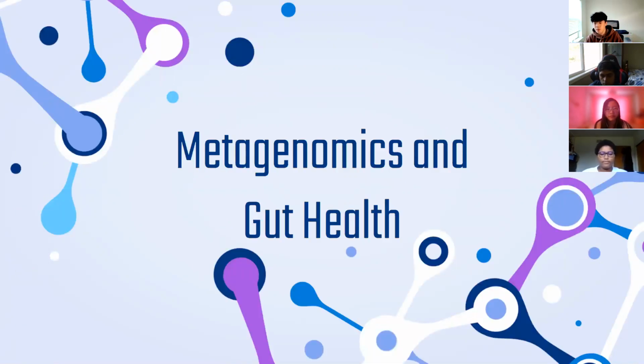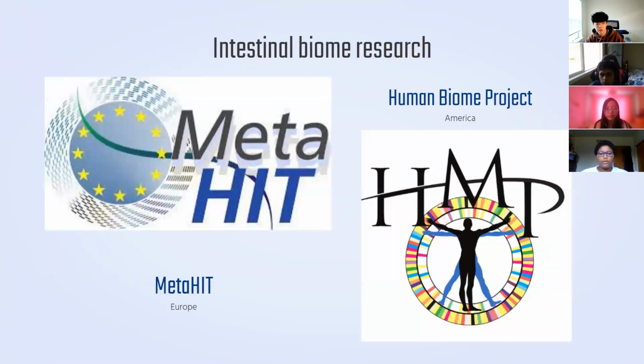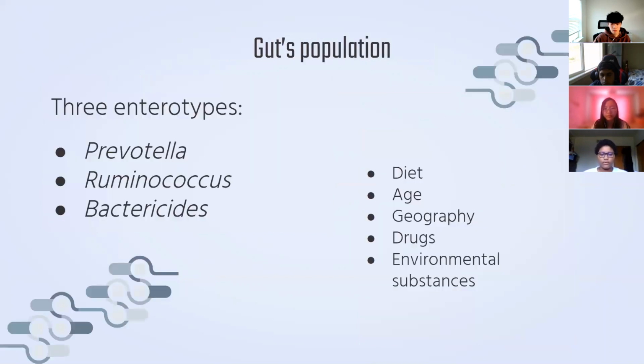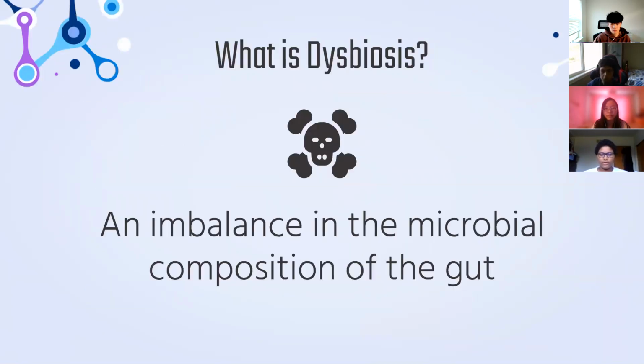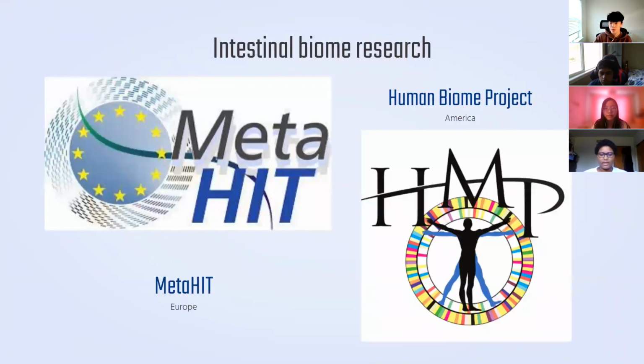Metagenomics and gut health. There were two very notable projects that helped with intestinal biome research. They facilitated these studies through studying fecal samples. So there was MetaHIT from Europe and the Human Microbiome Project from America. Results concluded from these two studies that there are about 160 bacterial species in each individual that remain relatively stable in the long term.